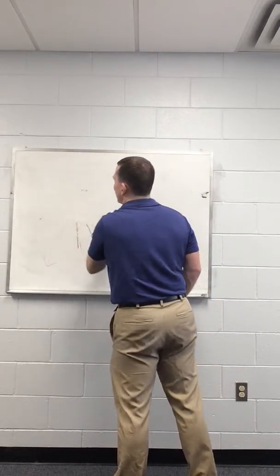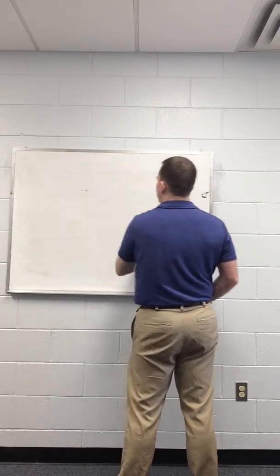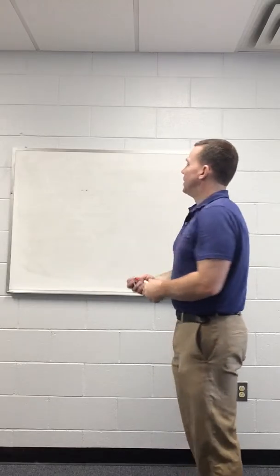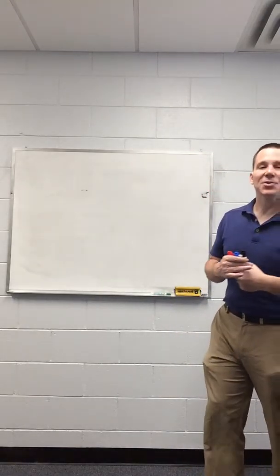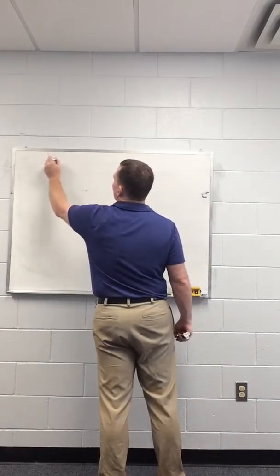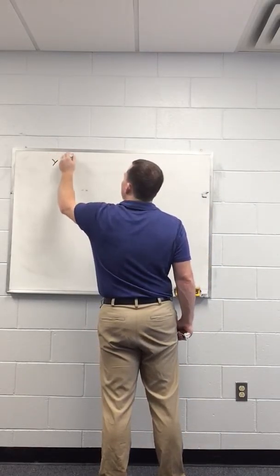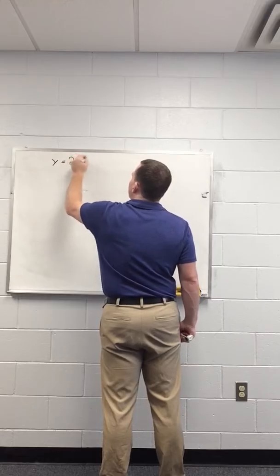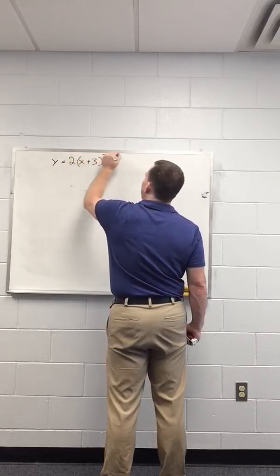As far as it goes, that's all the transformations. But now we actually want to use them to graph some functions out. So we're just going to do a couple of examples so we can see how this works. So suppose I have y equals 2 times (x plus 3) squared minus 5.